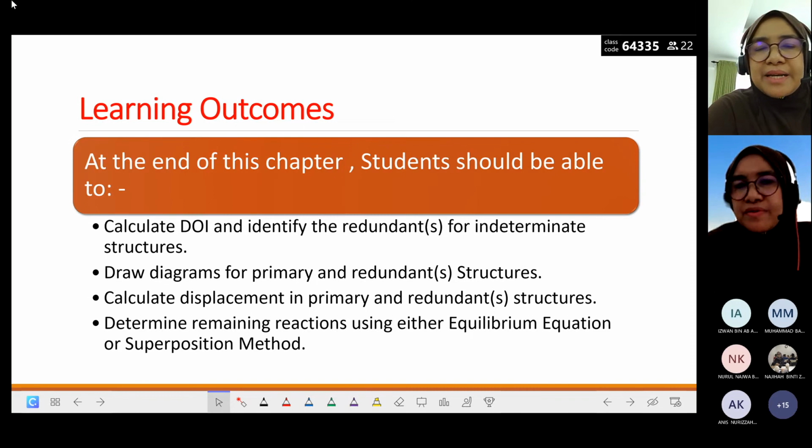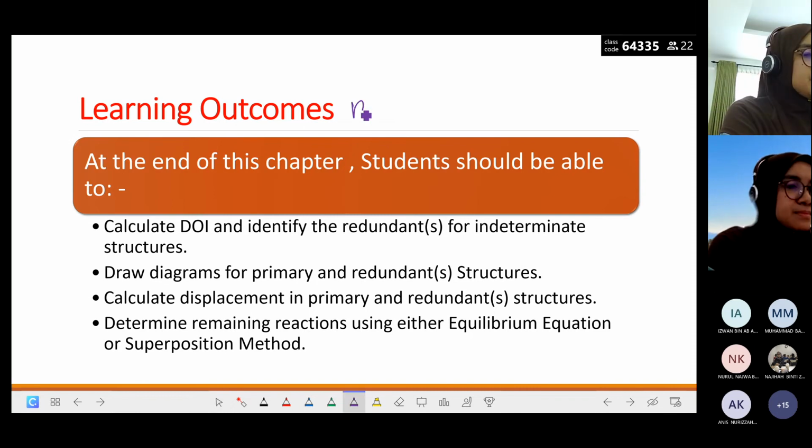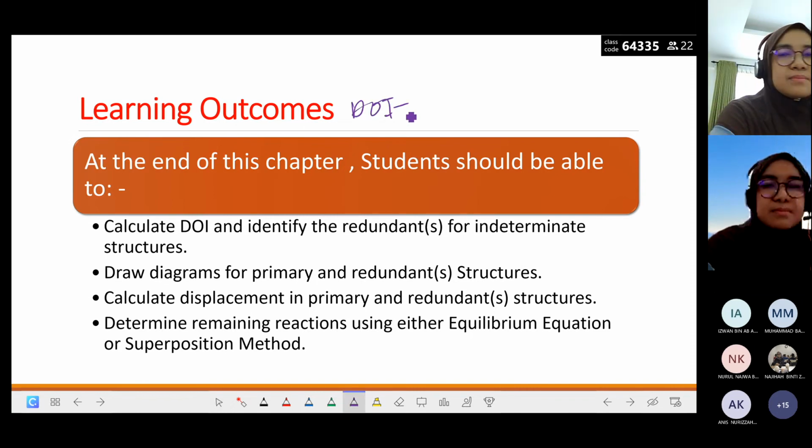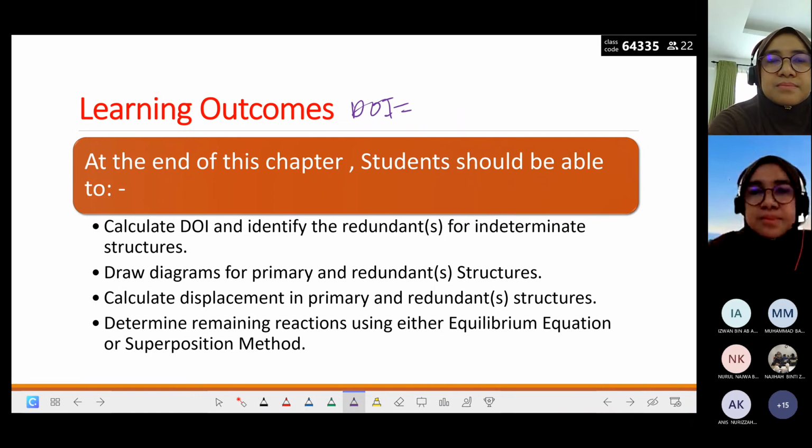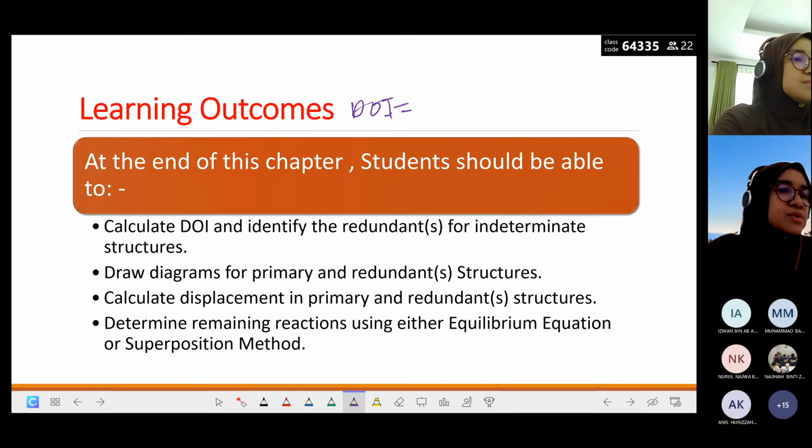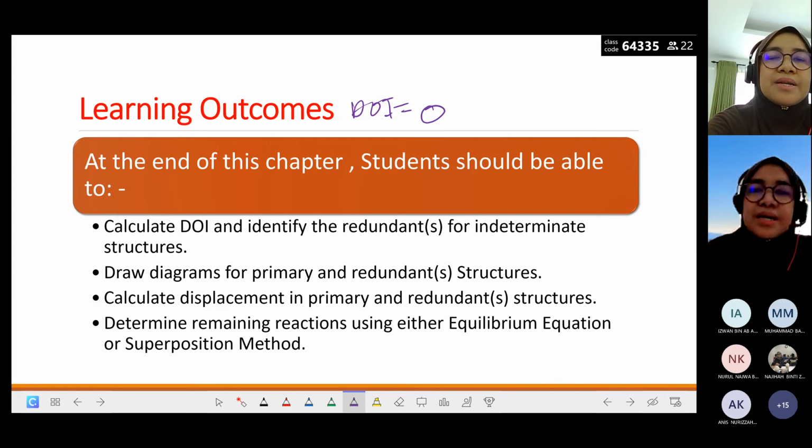Have you learned degree of indeterminacy? Yes, Doctor. Okay, for determinate structure, what is the value of DOI that you have learned previously? For determinate structure, 0. Okay, for determinate structure, degree of indeterminacy is equal to 0.